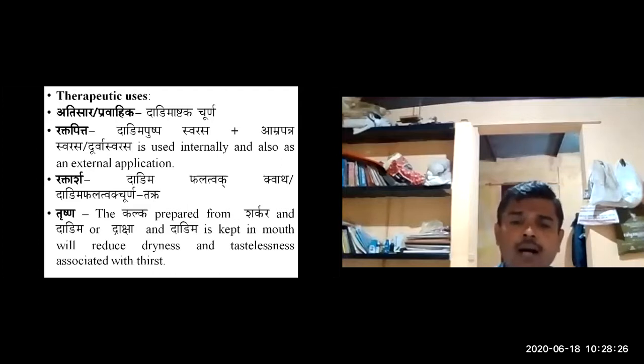In case of Trushna, the Kalka prepared from Dadima with Sharkara or Draksha, kept in your mouth, will reduce the dryness and tastelessness associated with thirst. You can prepare the Kalka using Dadima plus Sharkara or Draksha plus Sharkara, and keep it in your mouth. Definitely it will reduce Trushna and overcome the condition.